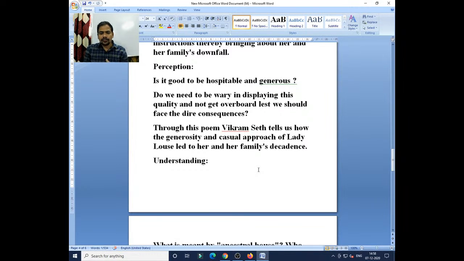Perception. You see, is it good to be hospitable and generous? Of course, this is a very good nature: once you are hospitable and kind to someone else, it is a very good part of your life. But the poem can teach you that without knowing the whereabouts of someone else, you should not allow the person to stay with you or come near you. This is the message.